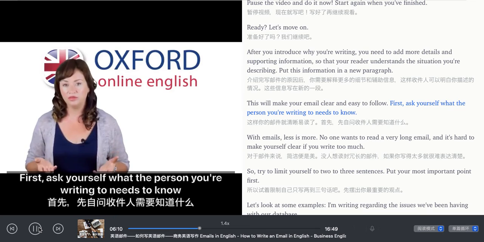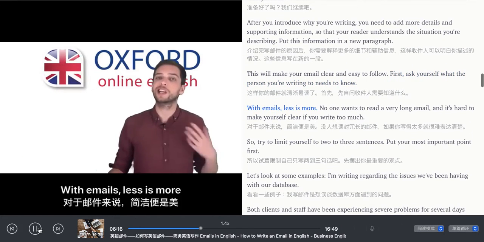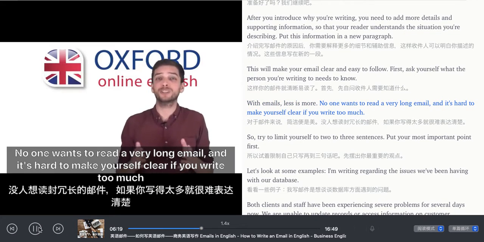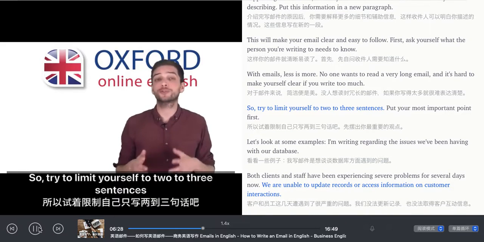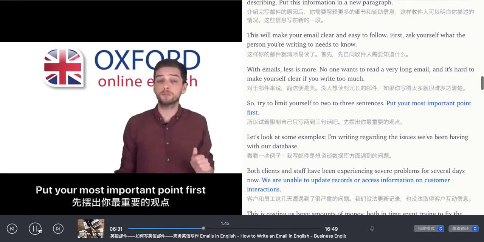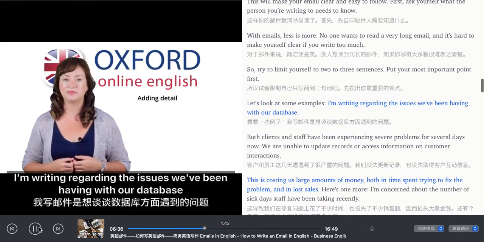First, ask yourself what the person you're writing to needs to know. With emails, less is more. No one wants to read a very long email, and it's hard to make yourself clear if you write too much. So try and limit yourself to 2 to 3 sentences. Put your most important point first. Let's look at some examples.